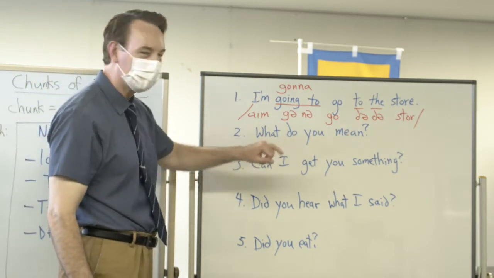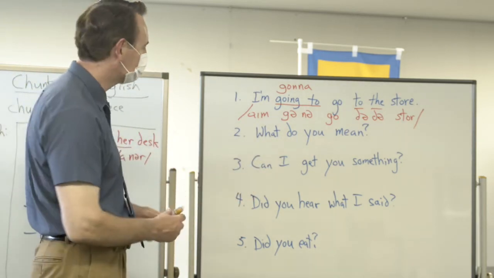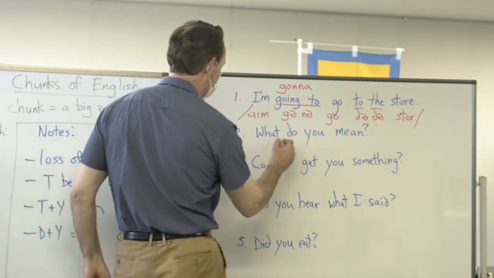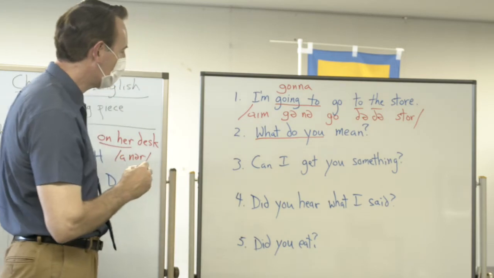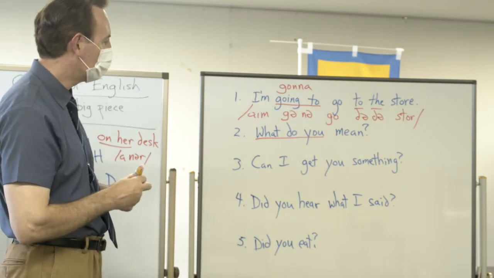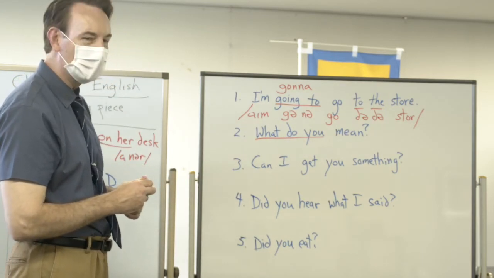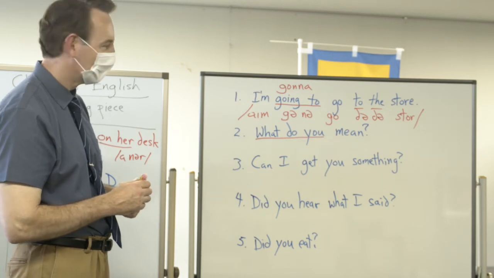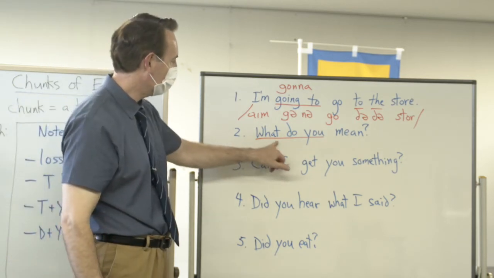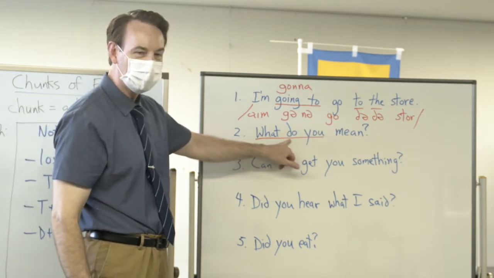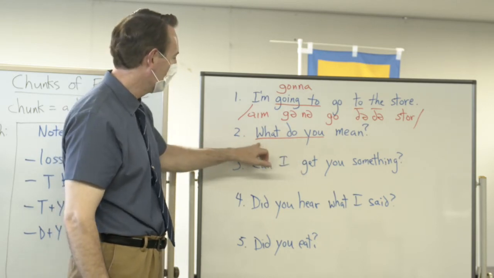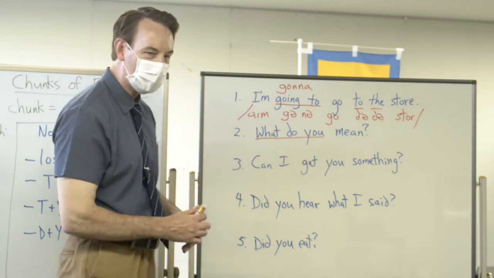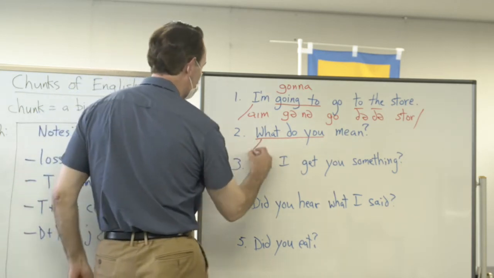This one. This is a very common chunk. We use this a lot. These three words together. It looks like we are saying, what do you mean? Right? But we have a T here and a D here. This is very difficult to say. So when we're speaking quickly, this becomes three schwas, and it becomes like this.